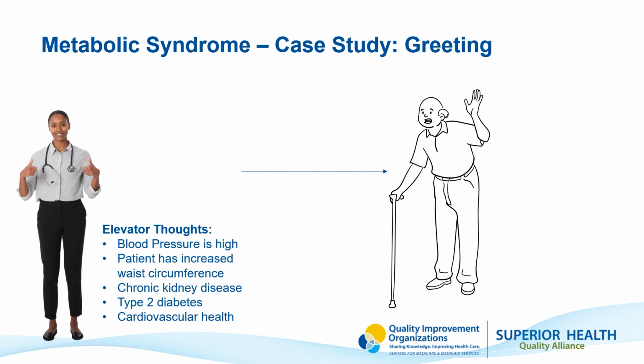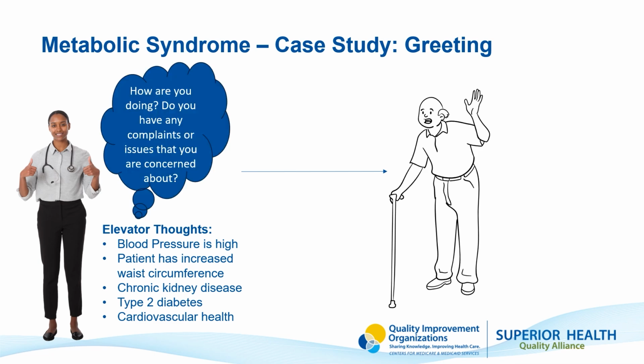So I ask him how he's doing, if he has any complaints or any issues that he is concerned about. And Mr. Jones says, "No, I have absolutely no complaints." But I'm thinking, well, he has high blood pressure. I can see his waist circumference is pretty big, so I should really measure that. He has chronic kidney disease. I know he has type 2 diabetes, and I'm not sure about his kidneys. So because he's here for a physical, I might need to maybe expand my visit. And again, worried about stroke and cardiovascular things.